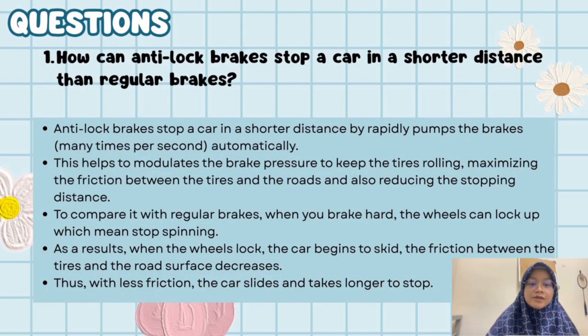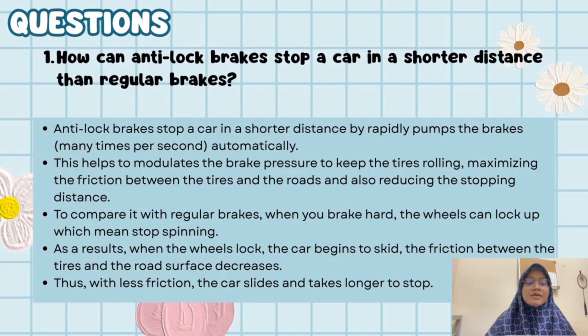Now we are going to the question part. So the first question is, how can anti-lock brakes stop a car in a shorter distance than regular brakes? So anti-lock brakes stop a car in a shorter distance by rapidly pumping the brake many times per second automatically. This helps to modulate the brake pressure to keep the tire rolling and maximizing the friction between the tires and the road, and also reducing the stopping distance.